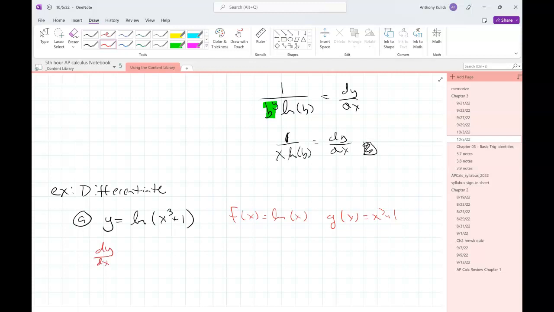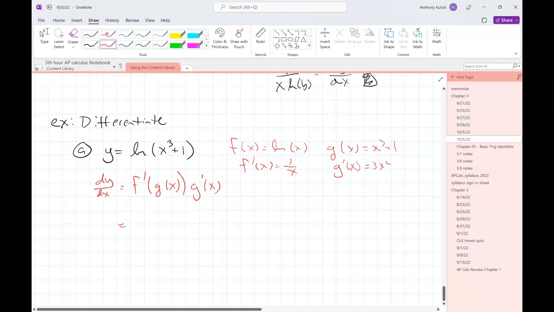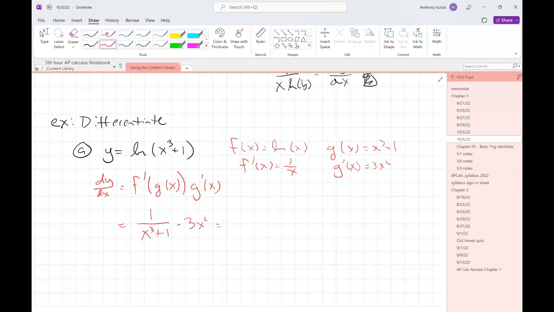So dy dx should equal f prime of g of x times g prime of x. f prime of x is 1 over x. g prime of x is equal to 3x squared. So what do we have here then? 1 over x cubed plus 1 times 3x squared, or just 3x squared over x cubed plus 1. So you use the chain rule. Yep. That's it. Chain rule in this new derivative of a natural log. Is that okay?